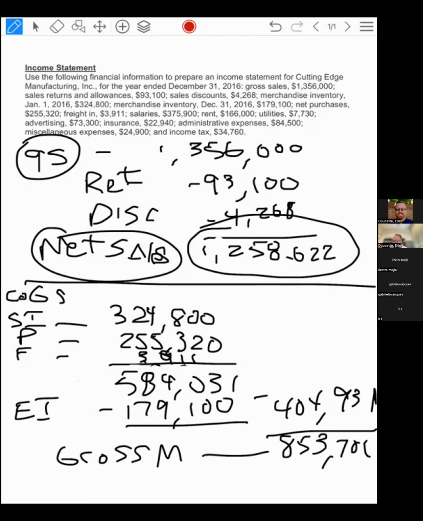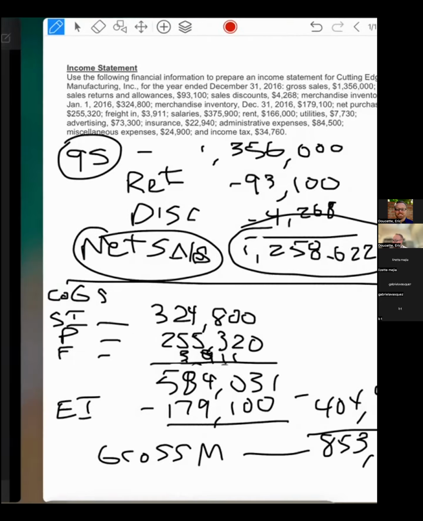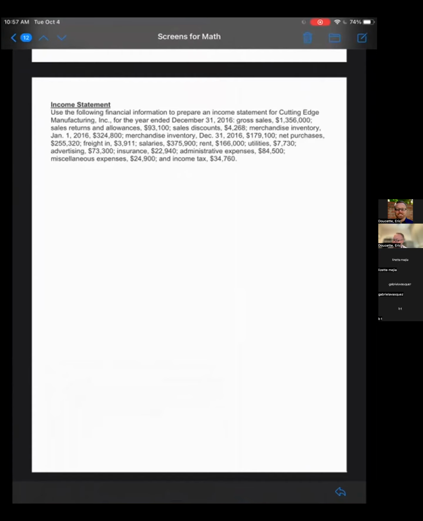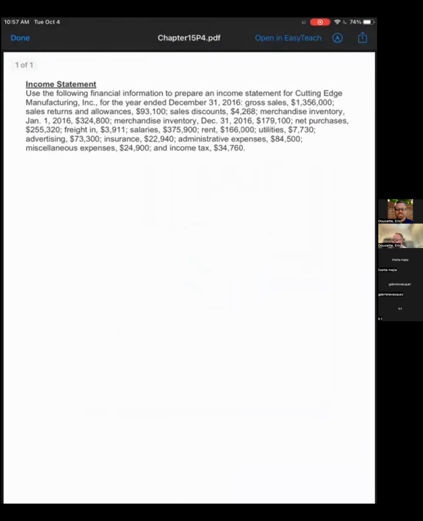Now I have to, unfortunately, if you can write down the 853,701, I got to continue down here, but unfortunately, I can't continue down here because there's no room. So I'm going to have to.